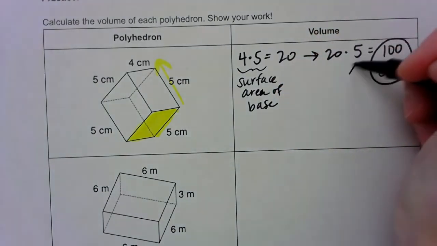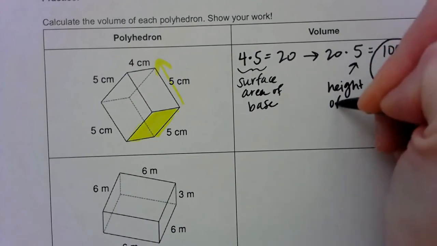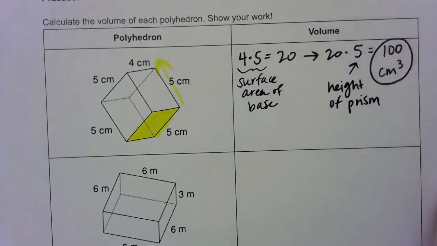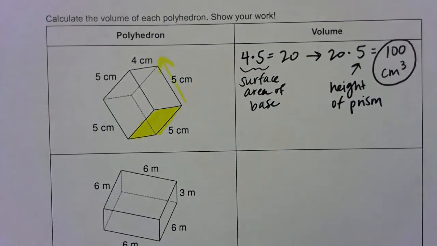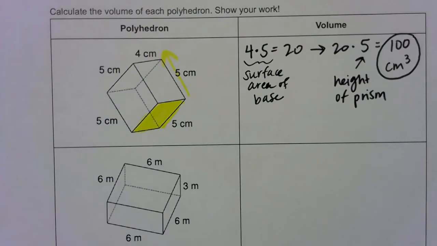And then this part was when we multiplied by the height of the prism. Okay, which gives me my volume. So 100 cubic centimeters could fit inside of that rectangular prism. Go ahead and pause the video here and give this next one a try.